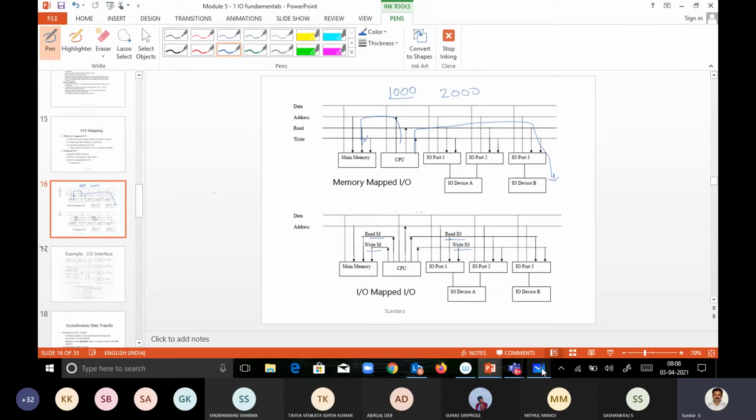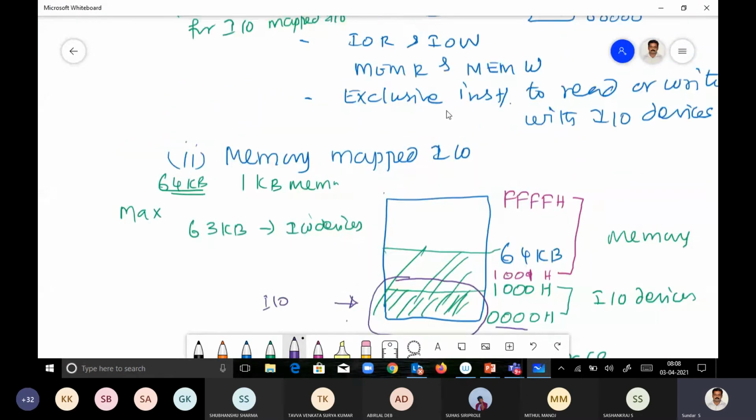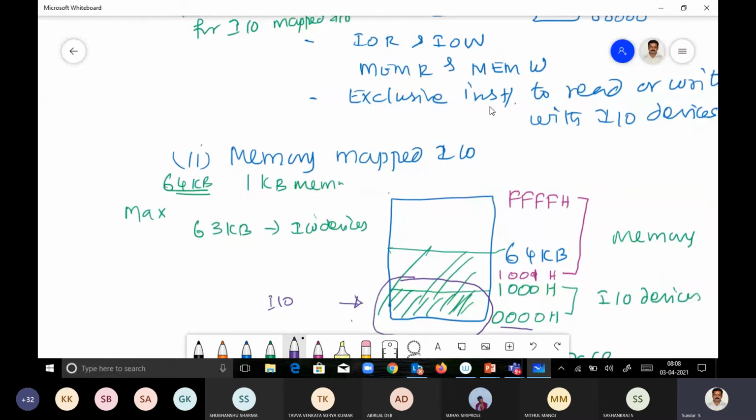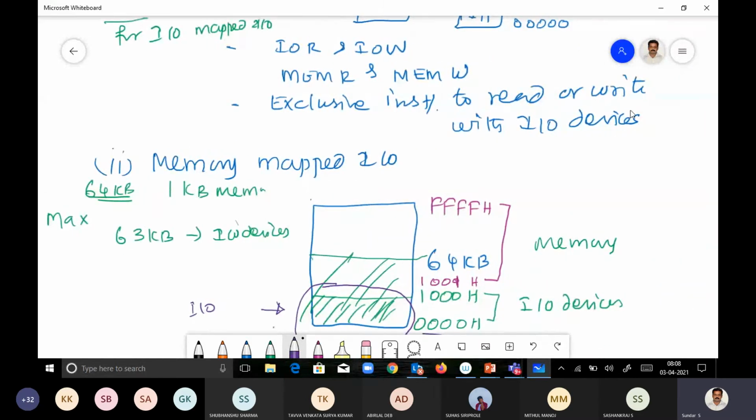Instructions to read or write IO models, exclusive instructions to read or write with IO devices. This is the case in IO mapped IO. Okay, so this diagram then belongs to IO mapped IO.